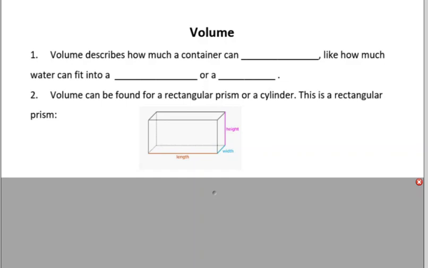All right, so these notes are going to cover volume and surface area. Okay, so we're going to use formula sheets, but you don't have to memorize the formulas. You'll always be given a formula sheet. So we'll go ahead and start with volume.